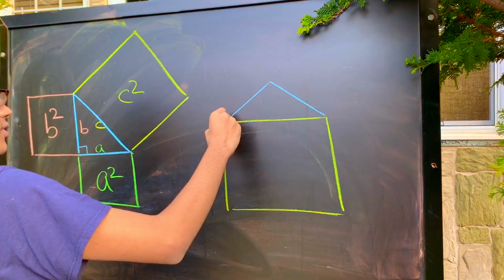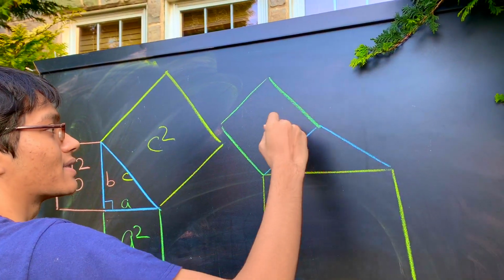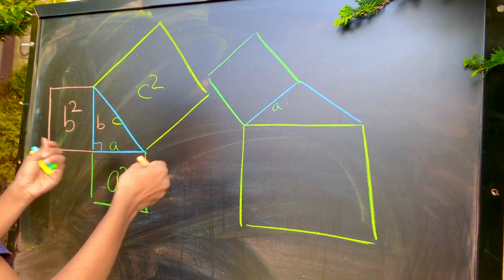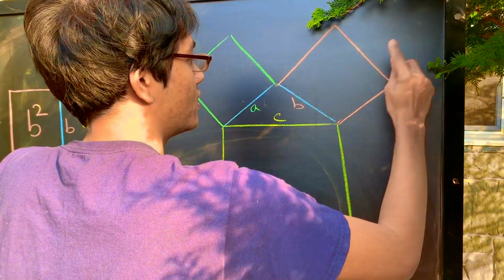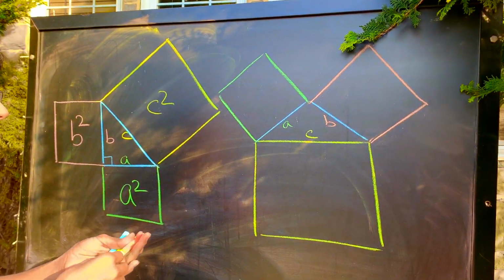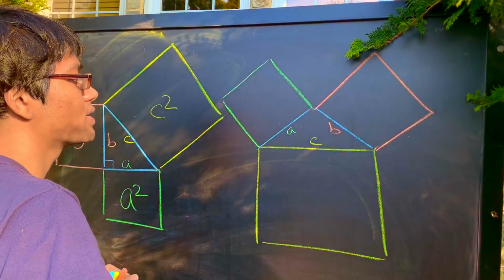So let's draw our green square first. Here's our green square, has a side length of a, right? And how about our orange square? Here's our orange square. Okay, so I have my three triangles and my three squares, and now what can I do? I can actually bisect this square right here. All the action is going to happen right here.